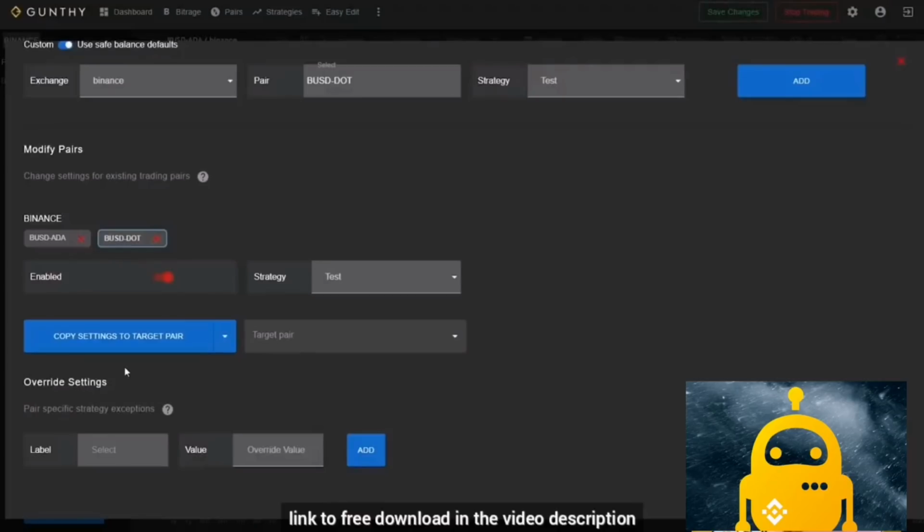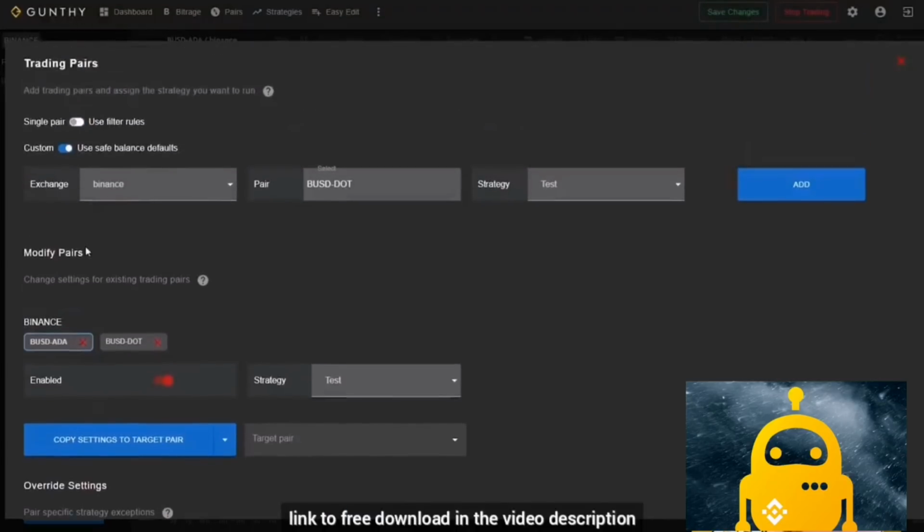So what this means is if I select an override for a specific pair, then let's say that I want to have specific settings for ADA, but I also want to have different settings for DOT while operating with the same strategy. So I'm using the same test strategy on both DOT and ADA, but let's say that on ADA I want to have a more aggressive specific value for one of my strategy components. Then I can set an override value and it will only apply that specific value to that specific pair.